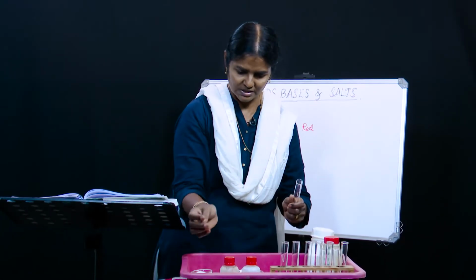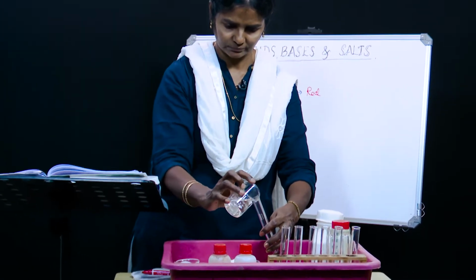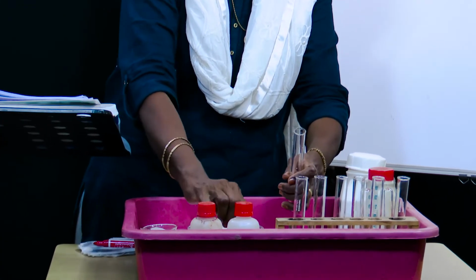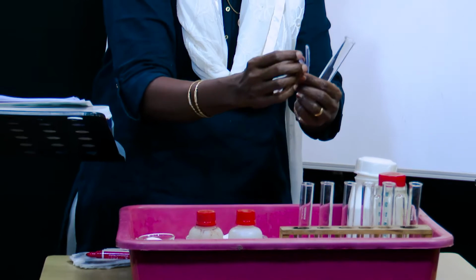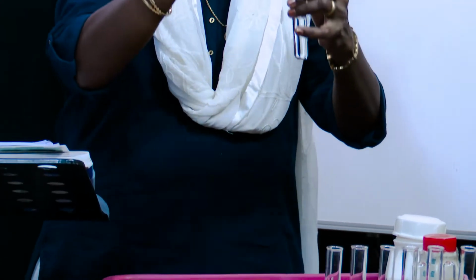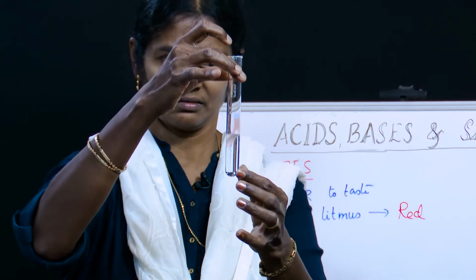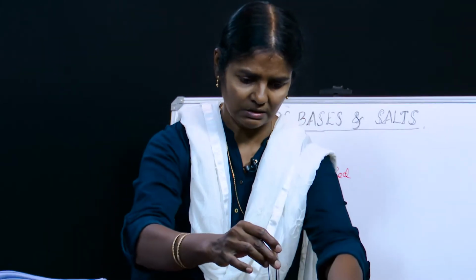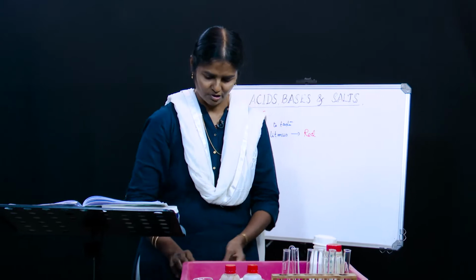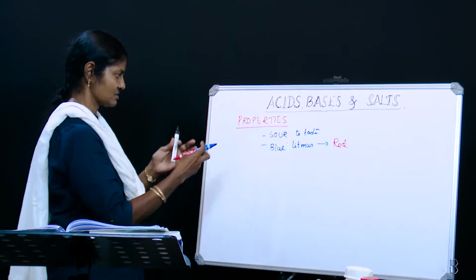Now, when we take some acid, and take a blue litmus paper, now this is blue in color. Now, when you put this inside, it turns red. Okay, so this is the experiment, this is the first test that we could have for an acid. It turns blue litmus red.